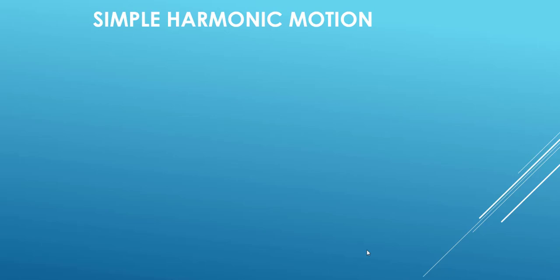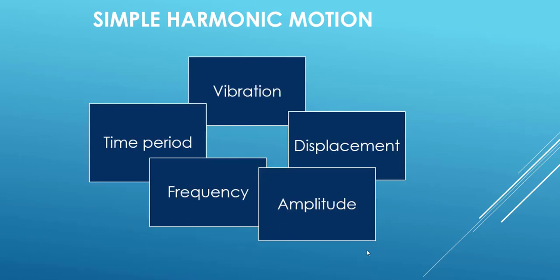Before we move on to understand simple harmonic motion, we should first understand some physical quantities and definitions that will help us in understanding simple harmonic motion. These physical quantities and terms are vibration, time period, frequency, amplitude, and displacement. These are five related physical quantities that will help us in understanding simple harmonic motion.